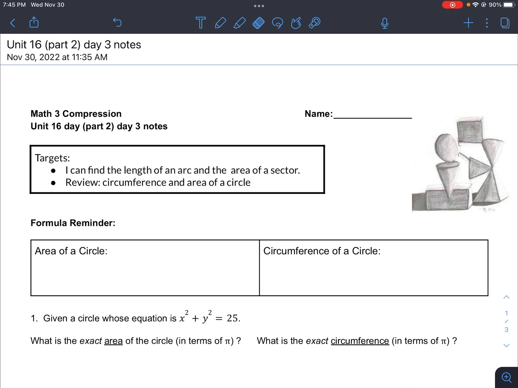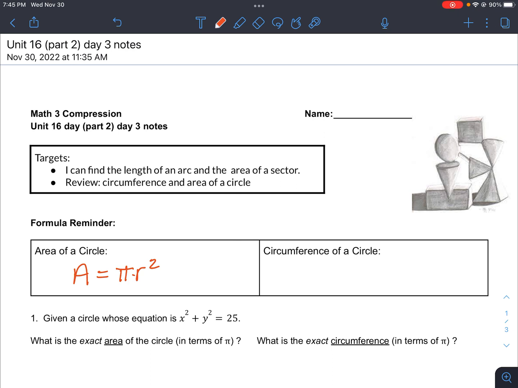Right, welcome. So here are going to be the notes for Unit 16, the day 3 of the second half of this. A little bit of review on the area and circumference of a circle. Just a reminder, if you want to have it on that sheet, you can put it on there. So the area is pi r squared, and these are all multiplying.